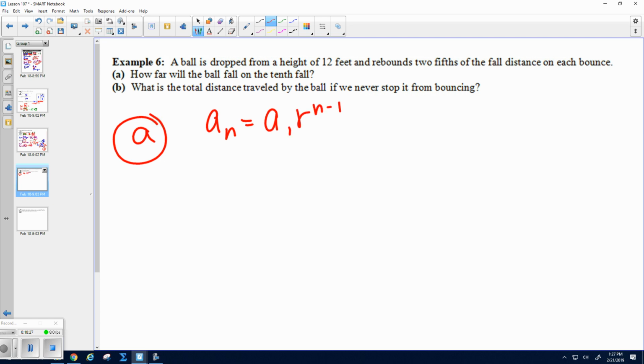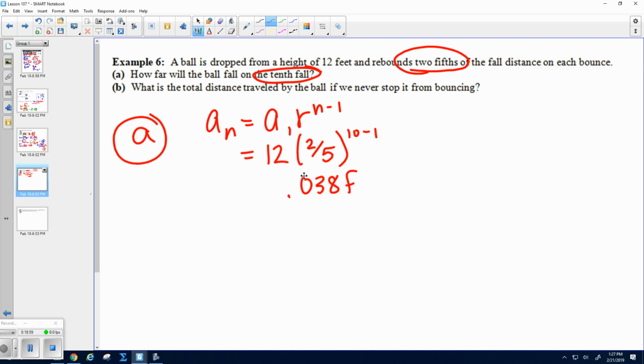A1 r to the n minus 1, right? So on the 10th fall, remember if it's the fall, we have to plug in 10 minus 1. If it's the bounce, just plug in 10, okay? So for this one, we've got 12 feet. It's dropped 12 feet on the first fall and rebounds 2/5 of the way. So my r value is 2/5, and we plug in 10, and we do subtract 1 on this one, and we get 0.038 feet.